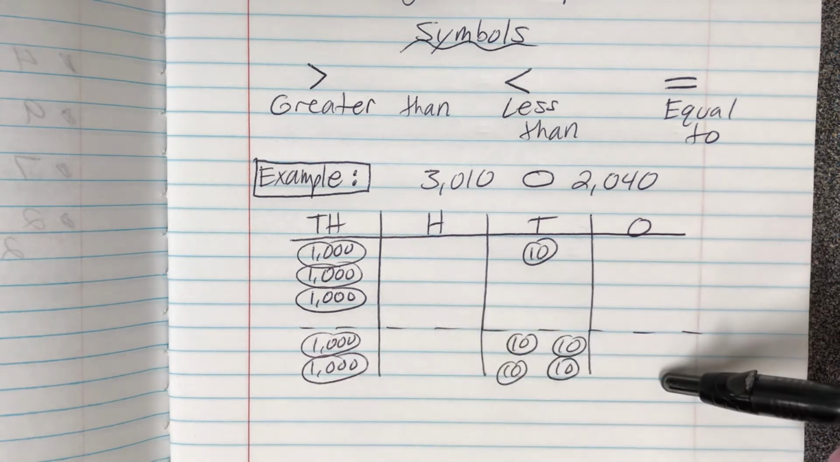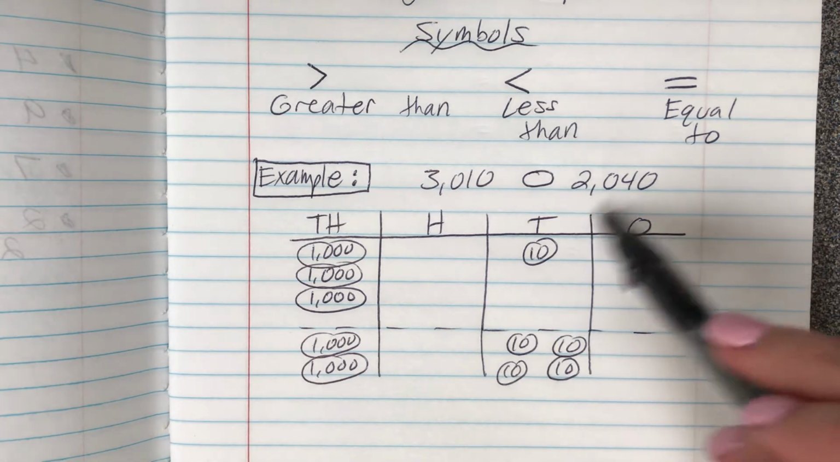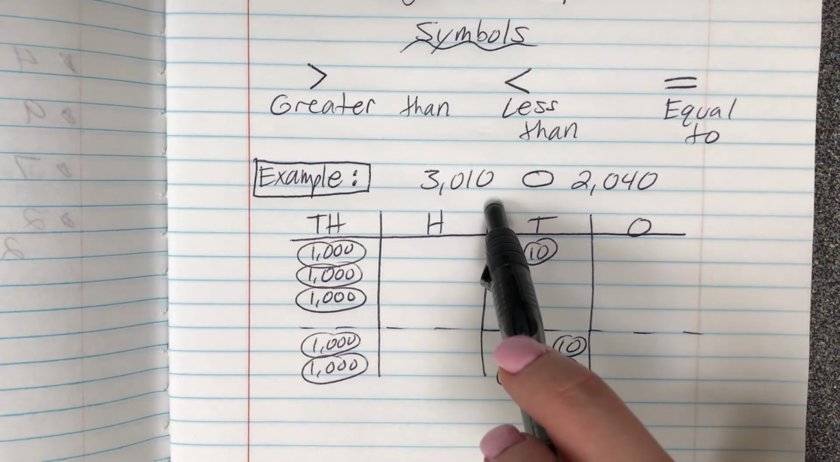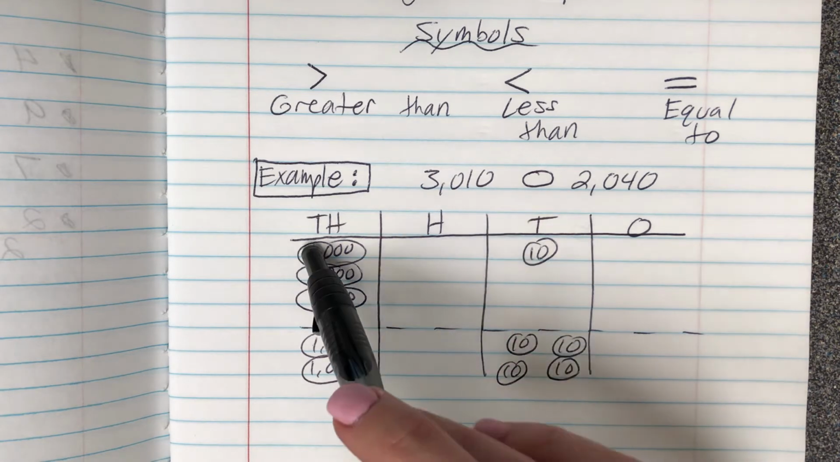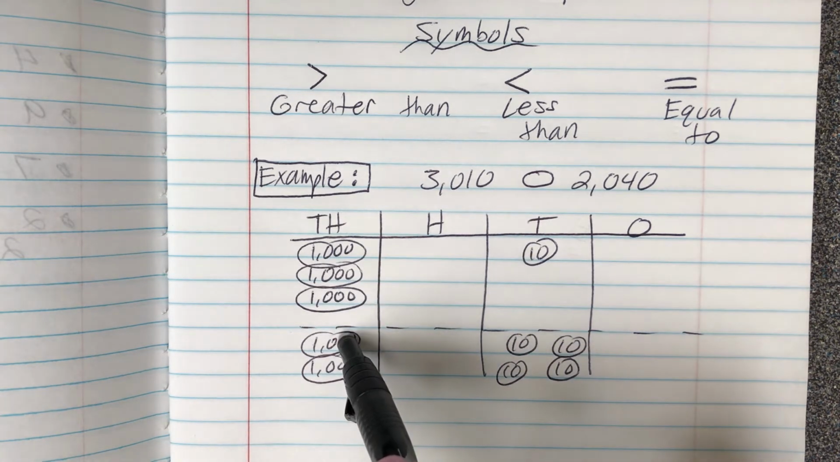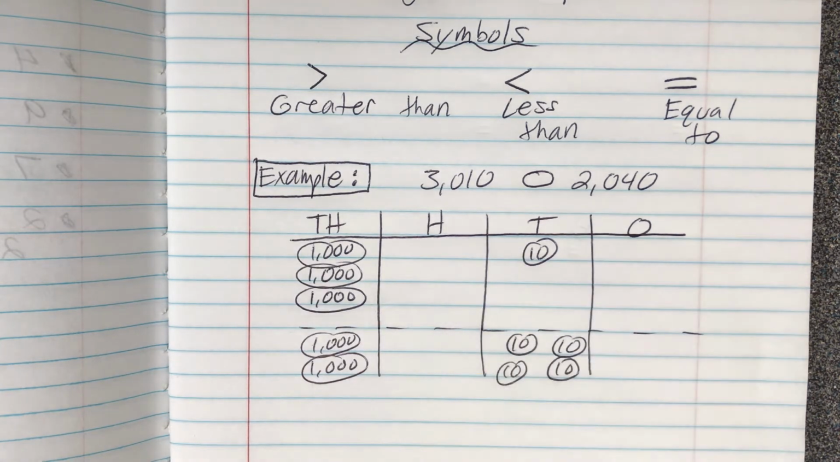This number is bigger. But when you look at it as a whole, does it make sense to say 2,040 is greater than 3,010? It does not, because the 3,000 has one more thousand than the 2,000. So that is why it's very, very important for us to start with the greatest place to make sure that we're lining them up correctly.